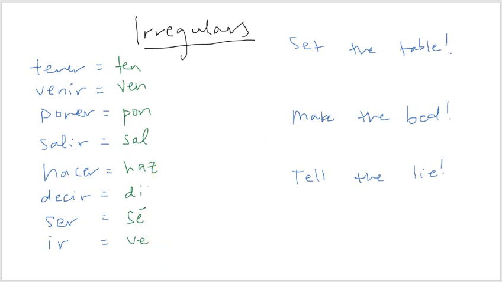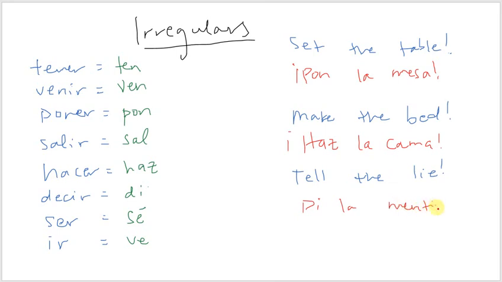So for example, if I was going to say set the table, for poner, the irregular is going to be pon, and then the table would be la mesa. We don't always need exclamation points, but usually when you're doing commands, you do use them. And then make the bed, for hacer, it's going to be haz, and then the bed is la cama, haz la cama, and then tell the lie. I don't know why you would say that, but just in case. For decir, it's di, and then the lie is la mentira.